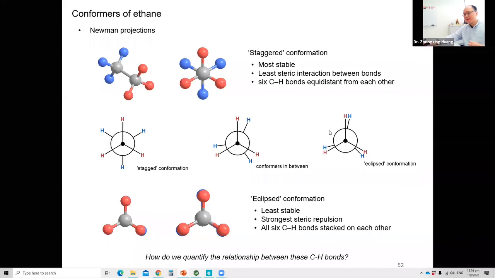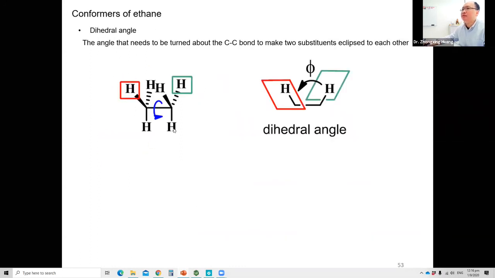Okay, but how do we know? How do we quantify the relationship between these CH bonds? We say this is equal distance to each other, but what do you mean by equal distance, right? So we introduce a concept called a dihedral angle. Okay, so this is an eclipsed conformation, right? This hydrogen and this hydrogen are away from each other. This hydrogen and this hydrogen are stacked on each other, right?